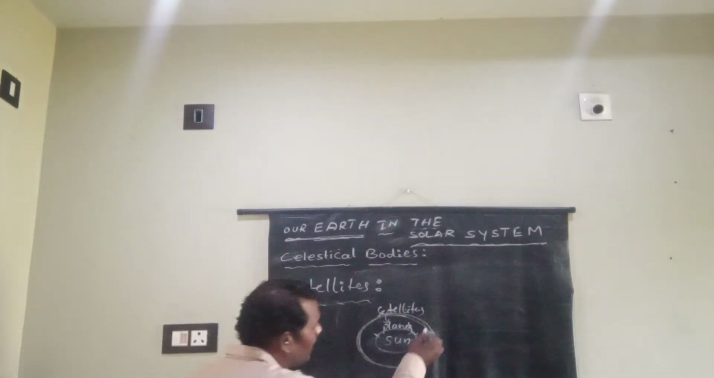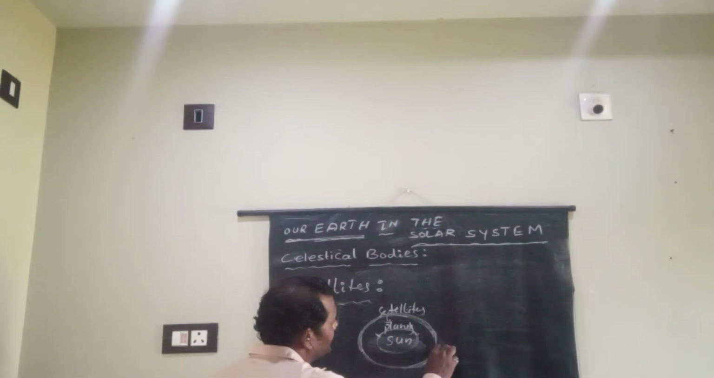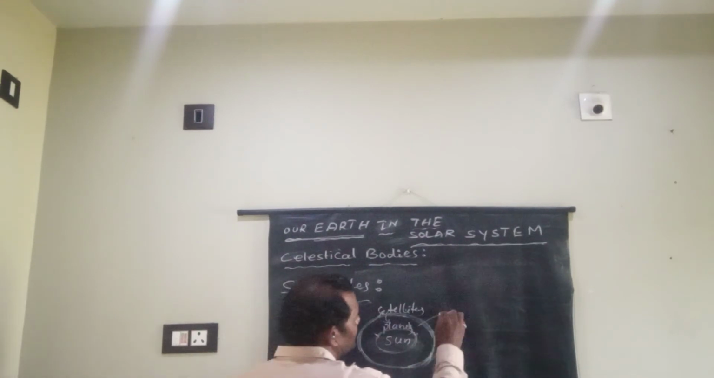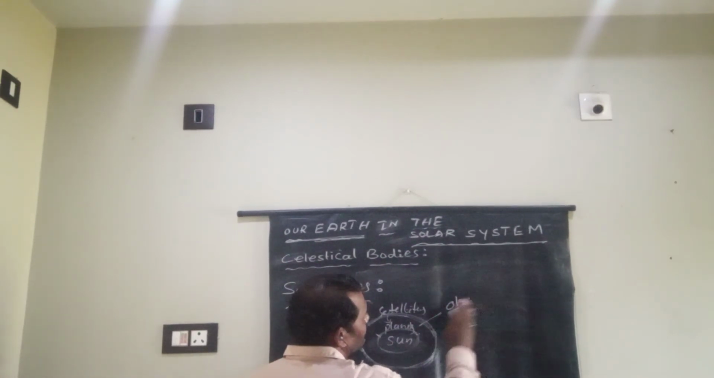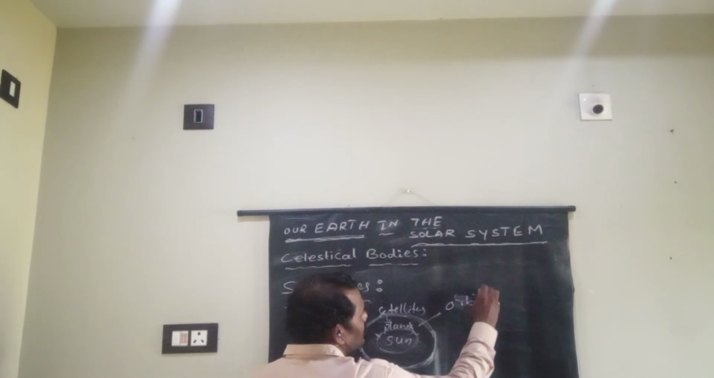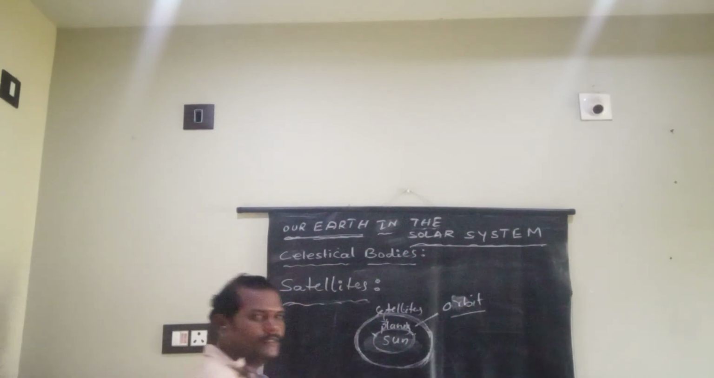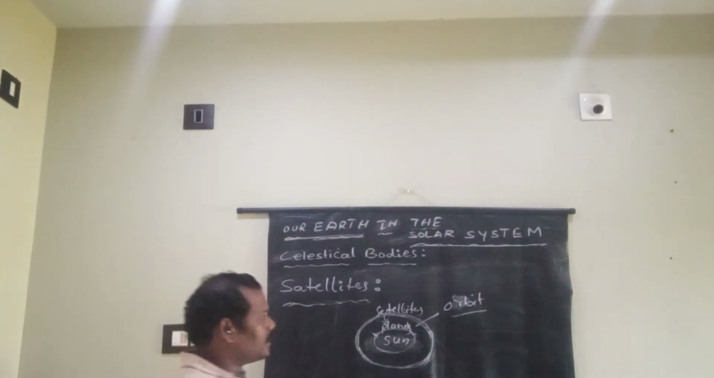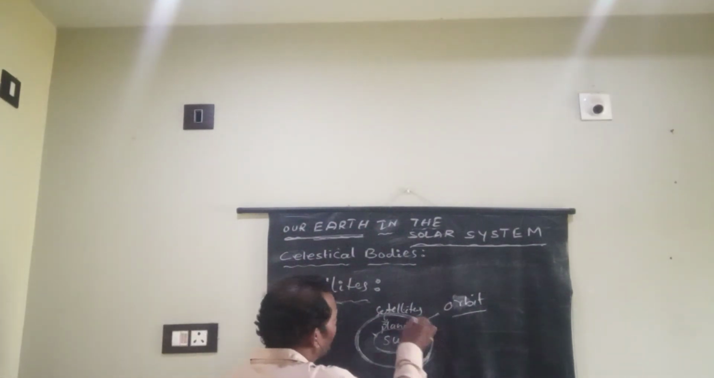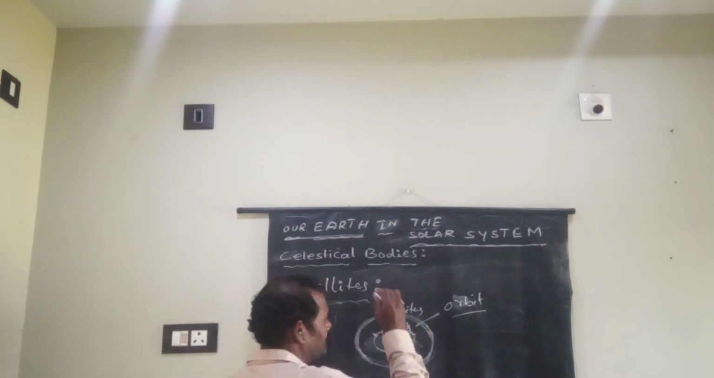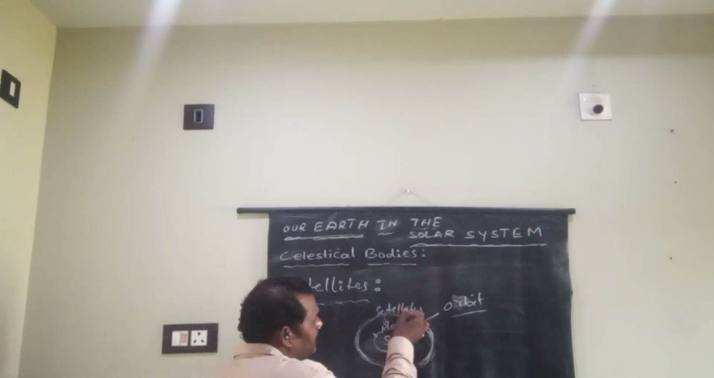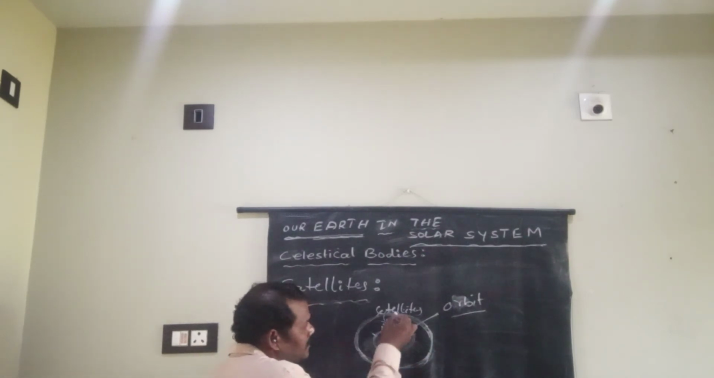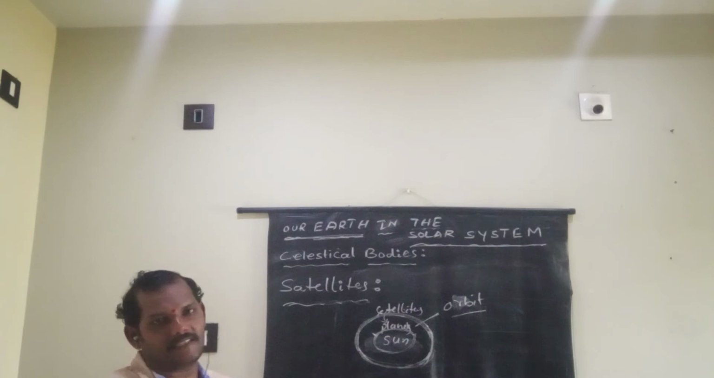These move around the planets on their own path. This is called the orbit. Every satellite has its own orbit, and they continuously move around. That means the satellites and the planets both depend on the sun, but the satellites are smaller in size.